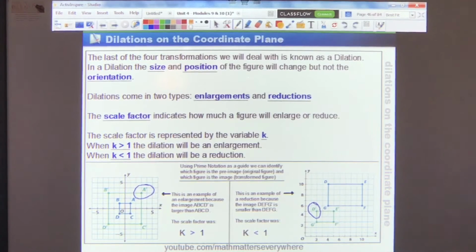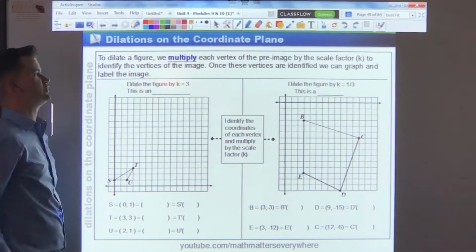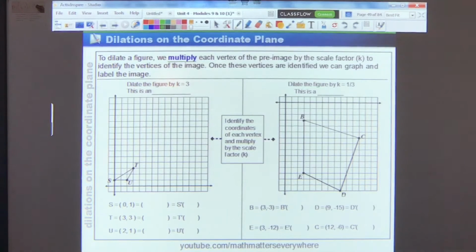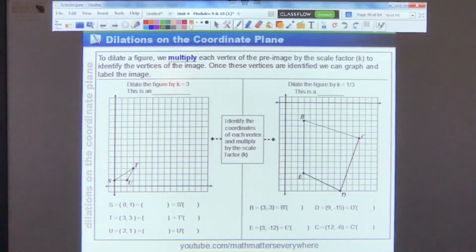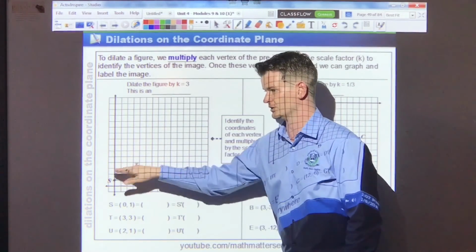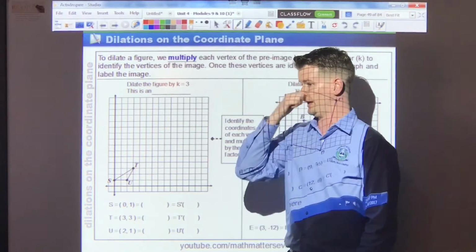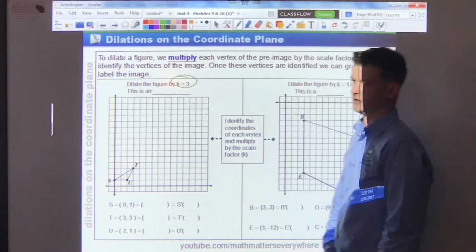All right, so to dilate a figure, we multiply each vertex of the preimage by the scale factor K to identify the vertices of the image. So when you want to dilate a figure algebraically, it's simple. How many of you can multiply single-digit numbers? Good. All you have to do is take each of the coordinate pairs of each vertex and multiply it by the scale factor. So in this one right here, we're given the scale factor, K equals 3.